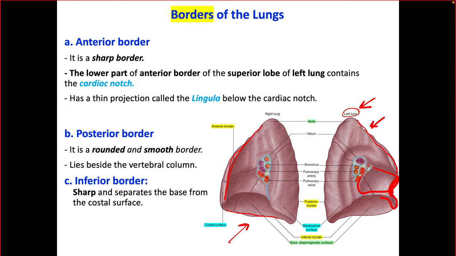lingula. Now, listen, guys, look at the left lung. It is composed of two lobes, the superior lobe and the inferior lobe. Here is the important thing: pay attention. The cardiac notch and lingula are part of the superior lobe, not the inferior lobe. This confuses people in exam answers. So the cardiac notch and the lingula, which formed because of this notch, are part of the superior lobe of the left lung. The posterior border is round and smooth and the inferior one is sharp, which separates the base from the costal surface on the other side.